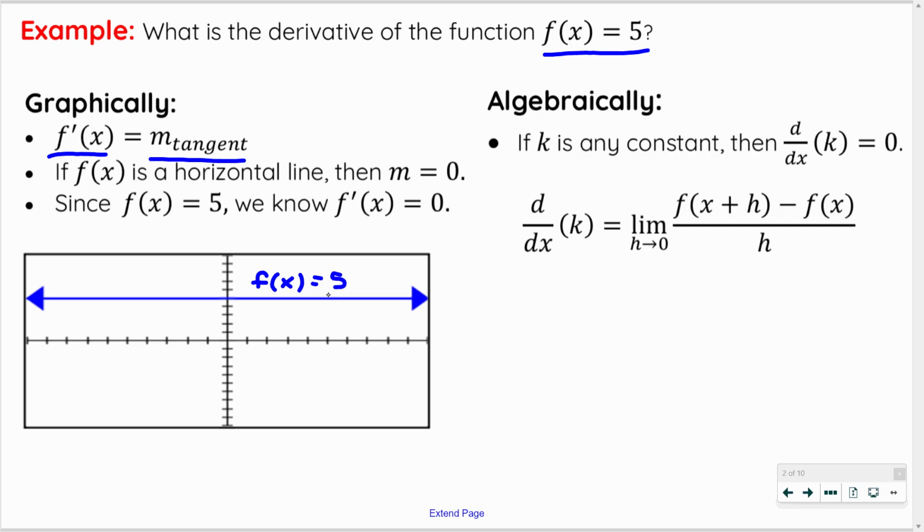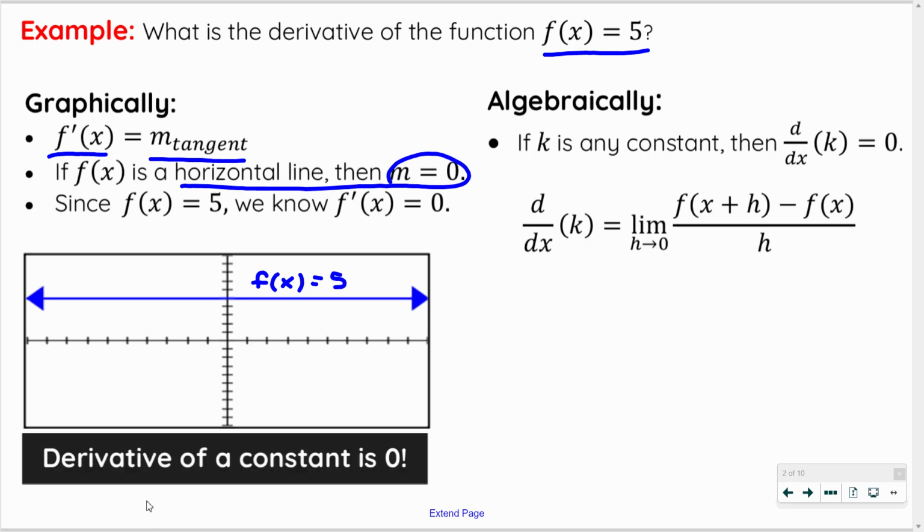What do we know about horizontal lines? We know horizontal lines have a slope of 0. Therefore, if f of x is 5, we know that f prime of x is just going to be 0. So what I've shown you graphically is that the derivative of a constant is 0.